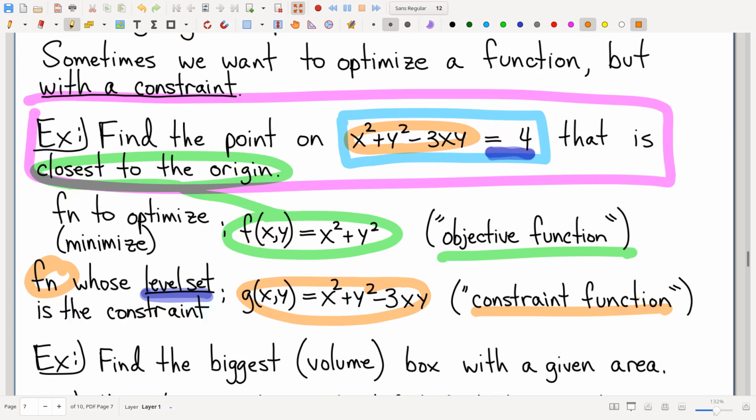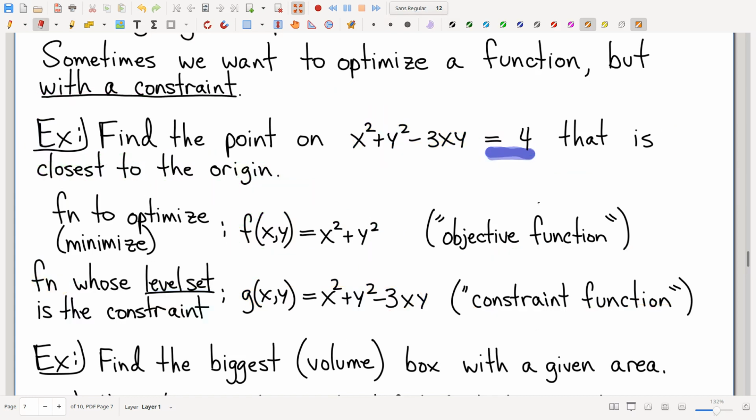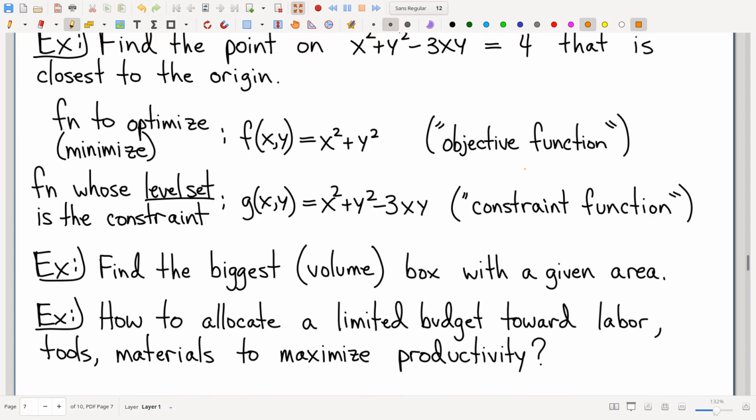So I, of course, have to show you what that is. Okay, how we doing so far, though? Everybody see how we're setting this up? Okay. Let me give you a couple of quick examples of objective function and constraint function.